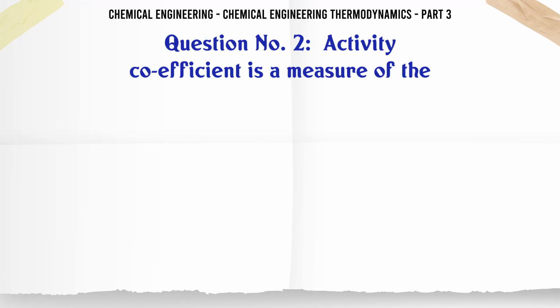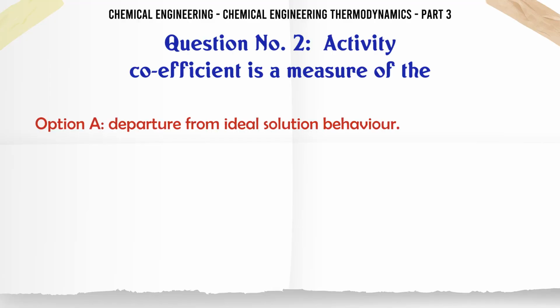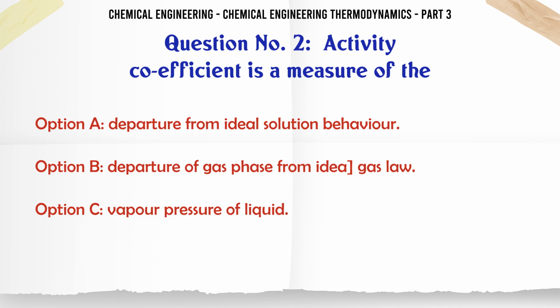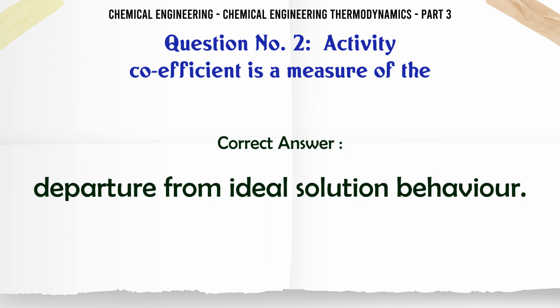Activity coefficient is a measure of the: A. Departure from ideal solution behavior. B. Departure of gas phase from ideal gas law. C. Vapor pressure of liquid. D. None of these. The correct answer is departure from ideal solution behavior.